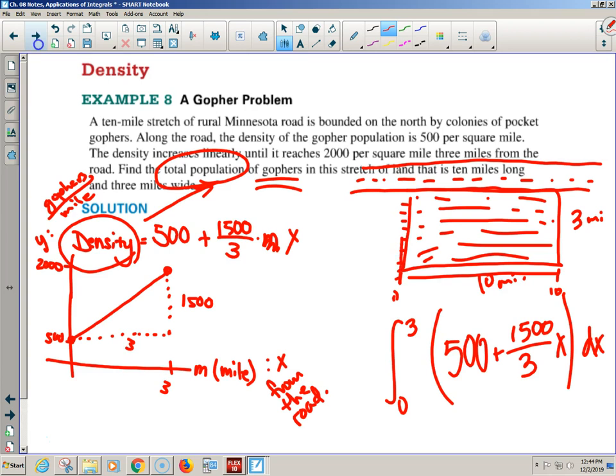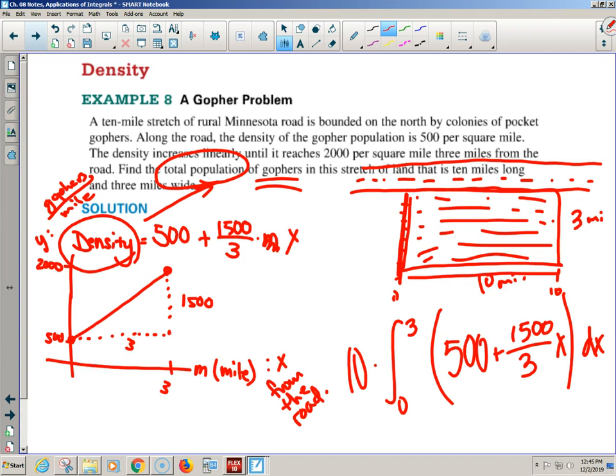This integral expression only tells me how many gophers are in this one little baby line. So what do I need to do? Extend it throughout the 10 miles. Oh.